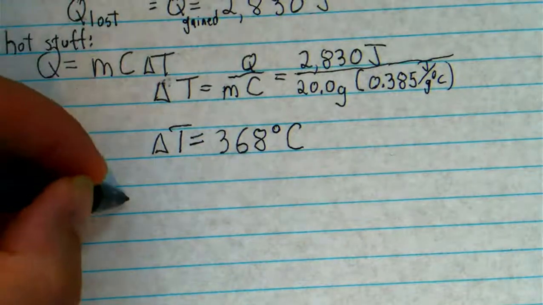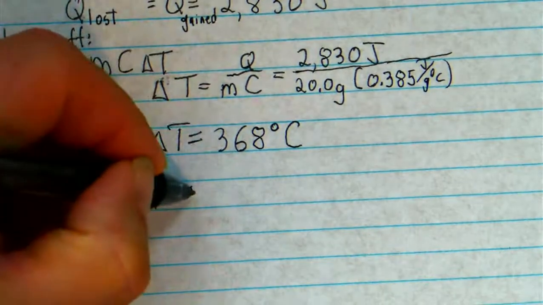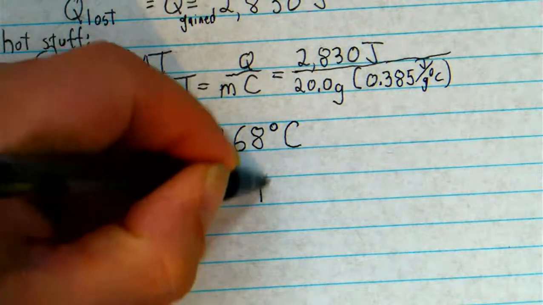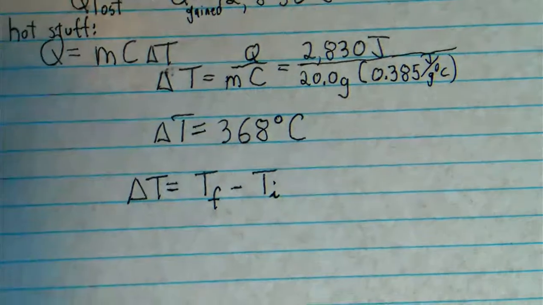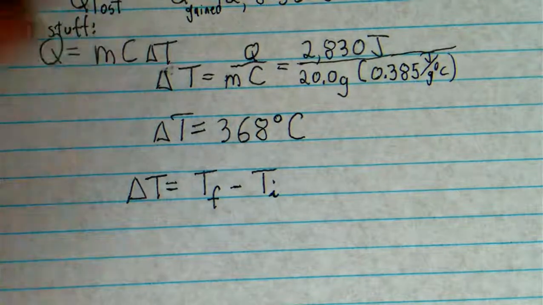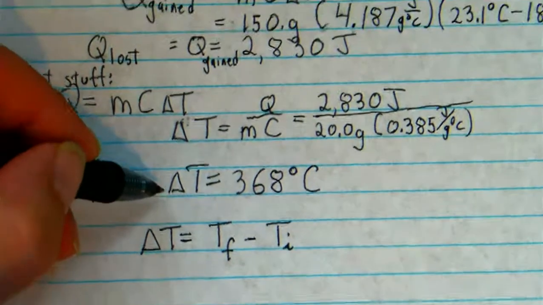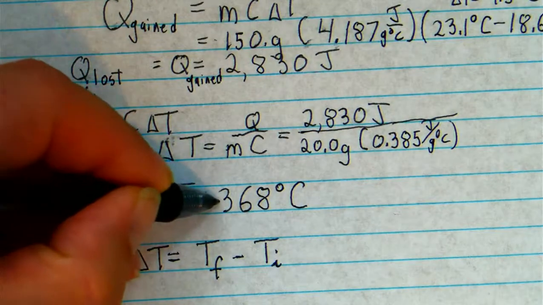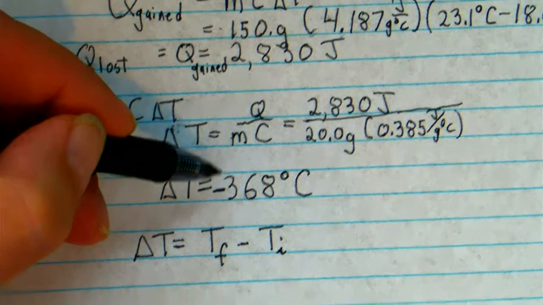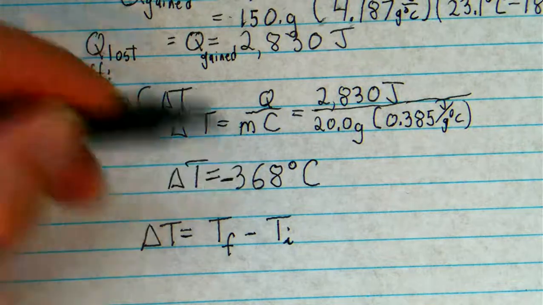Here's how we get it. Change in temperature is properly defined as the final temperature minus the initial temperature. In this particular problem, because I scrambled things with a minus sign, you should agree with me that the copper actually cooled down by 368 degrees. So really, the delta T is minus 368 degrees C.